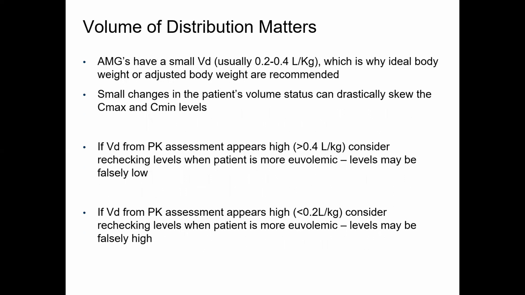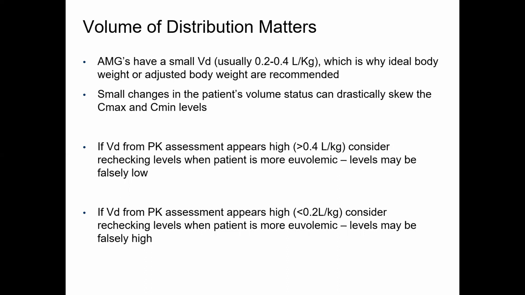So volume of distribution is actually super important in aminoglycosides, because they have such a small volume of distribution, usually somewhere in the 0.2 to 0.4 liters per kilogram. And this is why we use ideal body weight, adjusted body weight, or even total body weight in patients who are of normal weight. And that's why it's recommended, because it's not going to distribute to your tissues. And so if you have a patient who's morbidly obese, even if they're 200 kilos, their aminoglycoside is really going to stay within their vasculature and not distribute much out to their tissues.